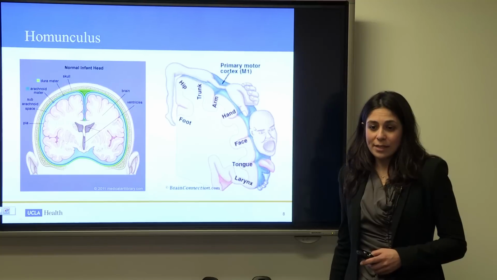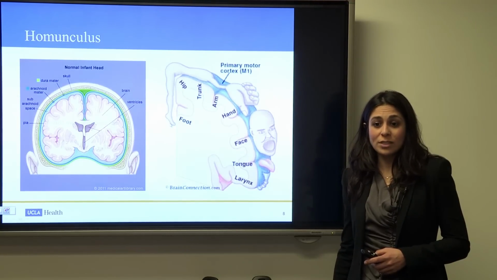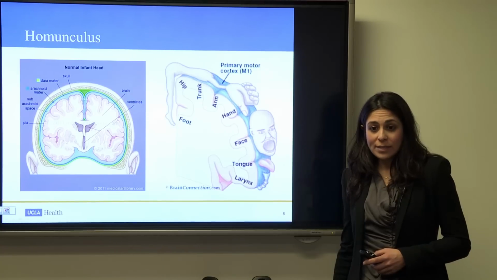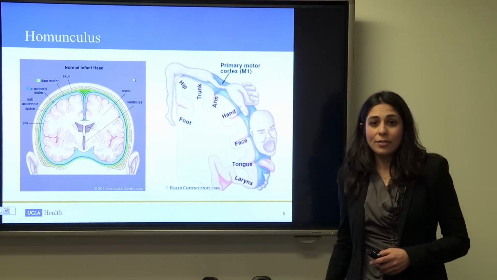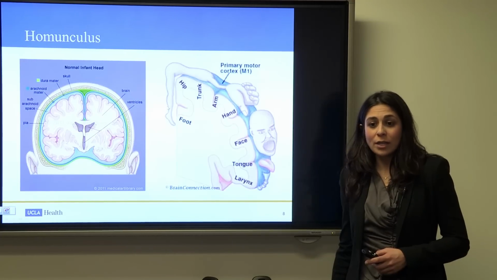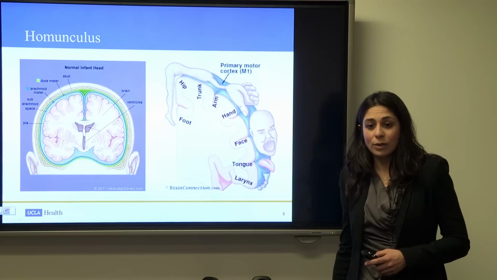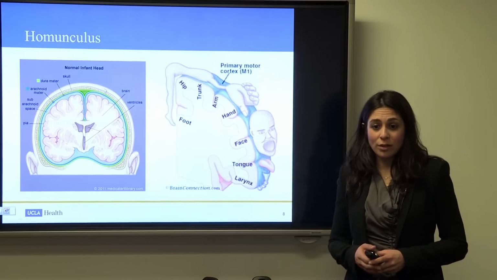This is a homunculus, and this is a graphical representation of how each part of the brain controls a different part of the body. So in this image here on the left, you can see the brain as it's sliced from front to back. The image on the right shows you how each portion of the brain controls a different part of the body. So for example, the foot, the hip, the trunk, you can see here. You can see that in this representation, that would be in this general region right here where the arrow is. Now, if a patient has a tumor in that area, they can have either a motor or sensory loss affecting that specific part of the body.